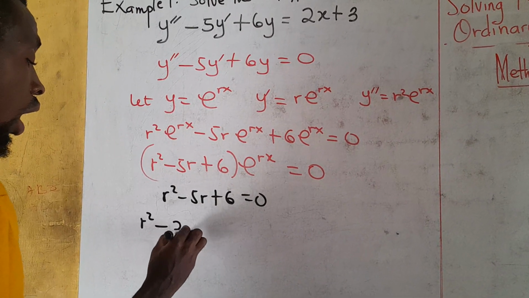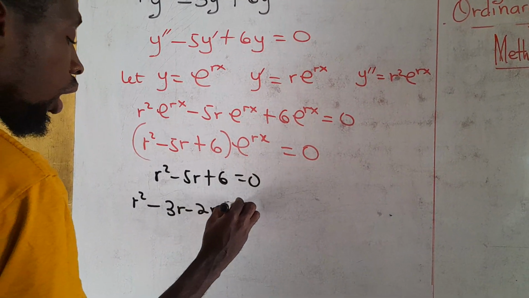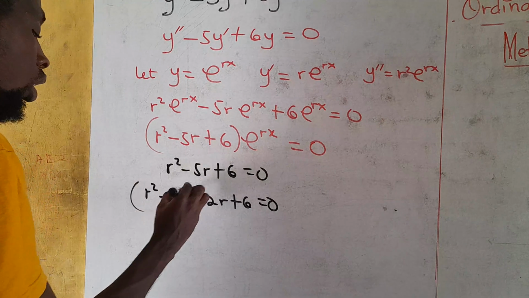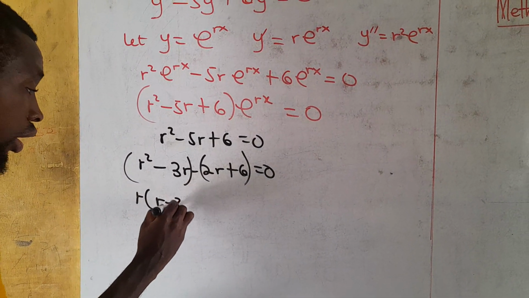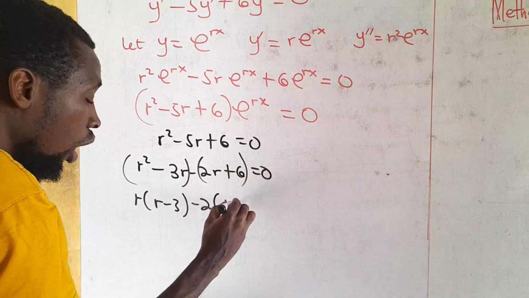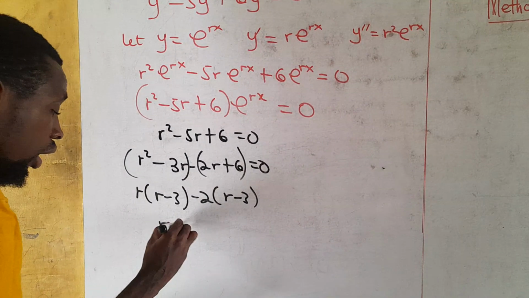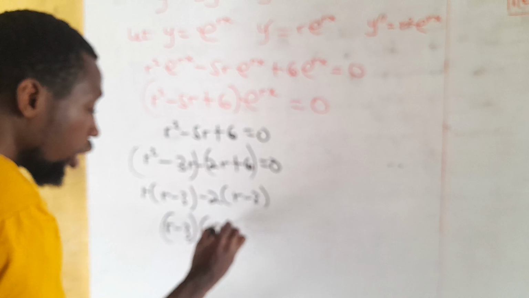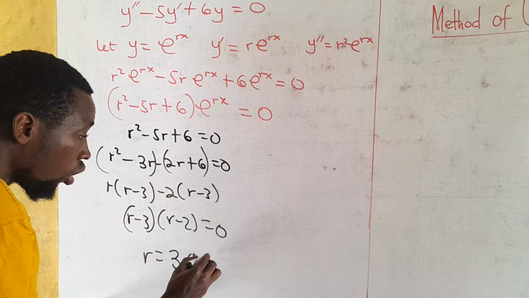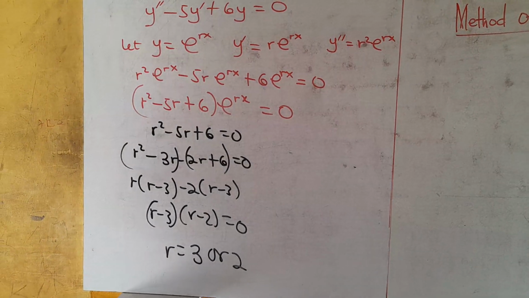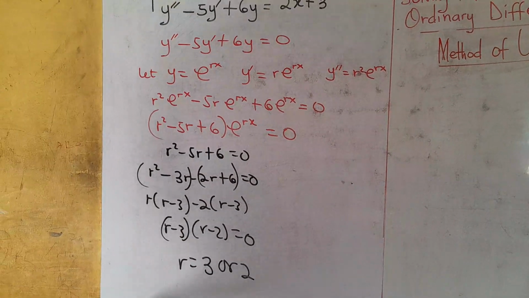Get r squared minus 3r minus 2r plus 6 equal to 0. This is a quadratic equation. What is common? r is common: r(r minus 3). Minus 2 is common: minus 2(r minus 3). Take r minus 3 out: (r minus 3)(r minus 2) equal to 0. So r is equal to 3 or 2. So these are two different, or two distinct, roots.